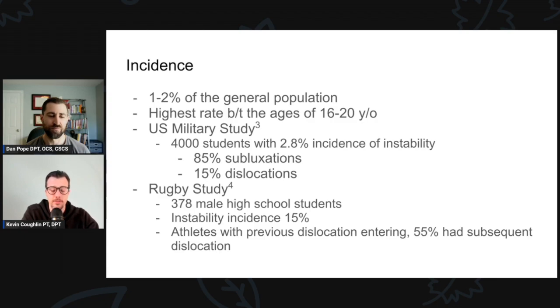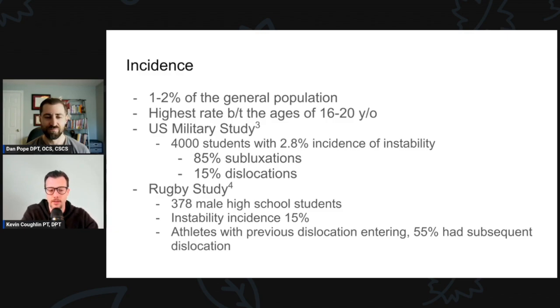And then they tried to classify what percentage of that is having a subluxation and what percentage is having a dislocation. So subluxations are way more common. This study found that to be about 85% of those instability events versus 15% for dislocations.